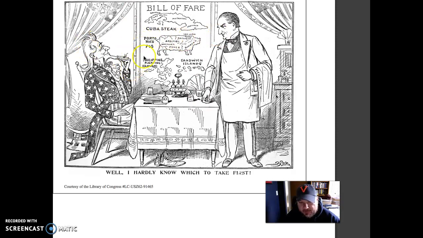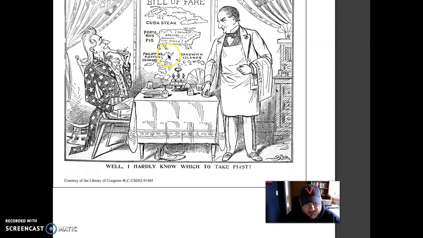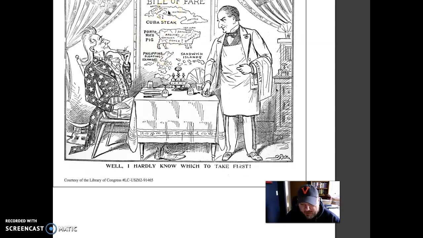Puerto Rico still is a territory. The Philippines, eventually we grant independence to, I think in 1946, right after World War II. So in Cuba, like I said, we acquired it ever so briefly, but we stated prior that we were going to give it back, and we did.